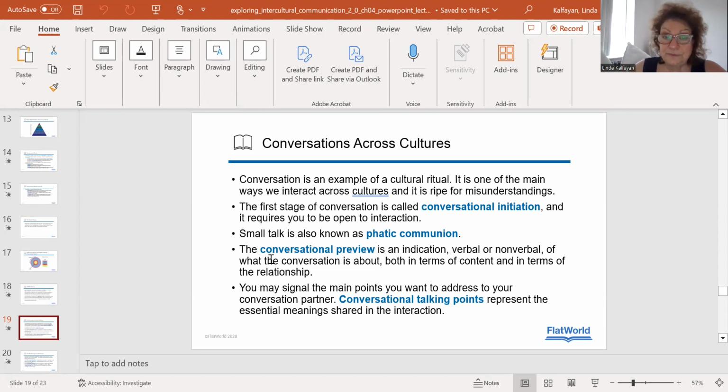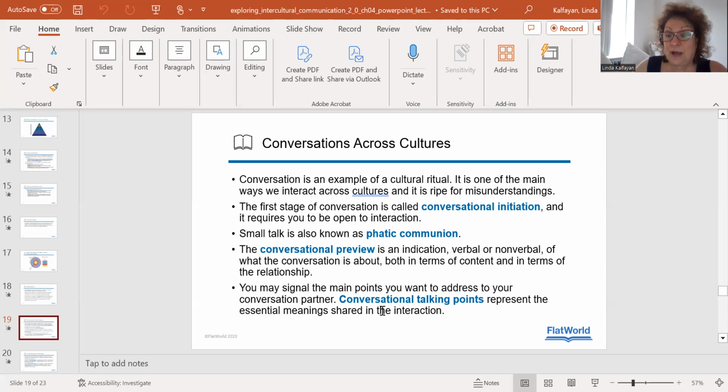How's the weather? Conversational preview is an indication, verbal or nonverbal, of what the conversation is about, both in terms of content and in terms of relationship. So again, when you're just meeting someone, if there's reciprocation, it's a preview of what is expected to further your dialogue. If there are questions being asked, it's a preview of what is to come. And in that preview, if you do not like something that is coming your way, then you know that's not a conversation you want to continue.